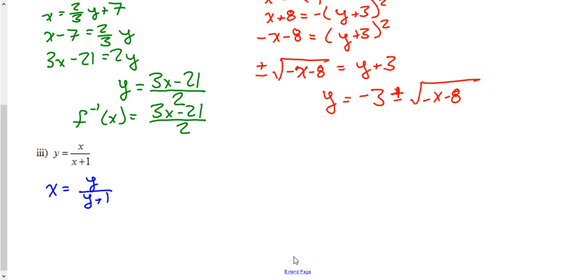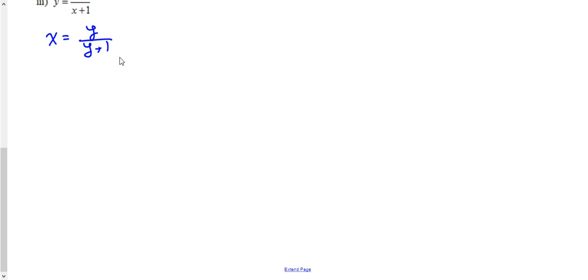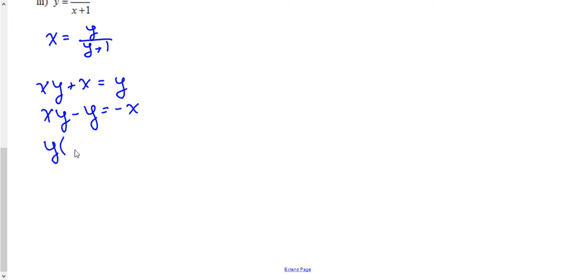Here I've got to get rid of that denominator, so I'm going to multiply this y plus 1 out of the denominator. That's going to get me xy plus x equals y left over. I want to isolate for y somehow, so I'm going to move this y on the right over and this x here away from it. So I have xy minus y equals negative x. Factor out a y, because that's what we want to get. Factoring out a y, you have y times x minus 1 equals negative x. And of course, to get y by itself, simply divide off this x minus 1.